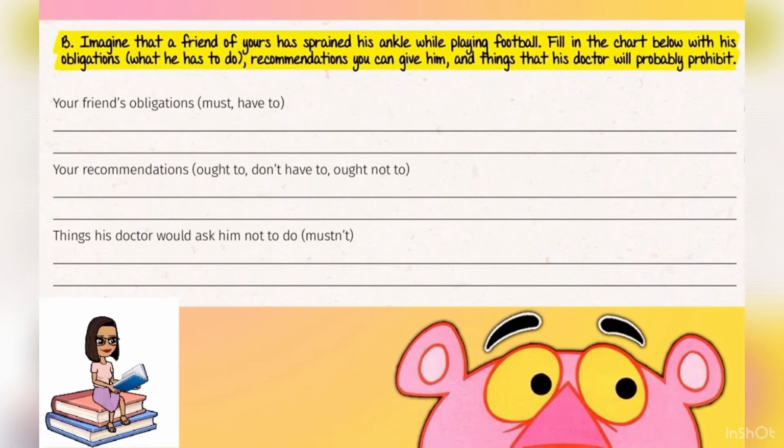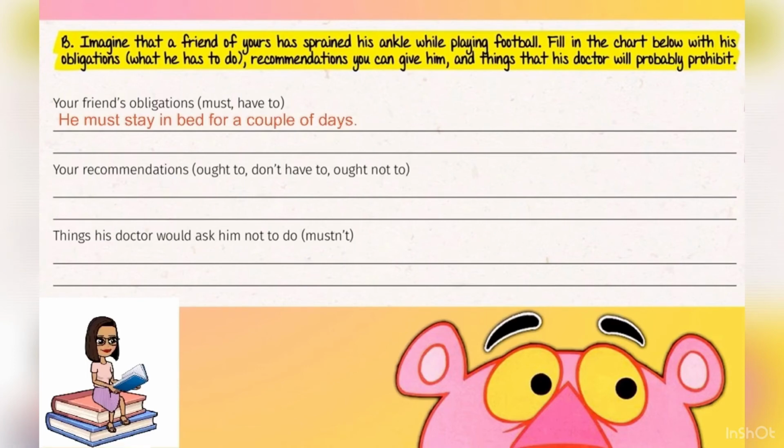So the first one says your friend's obligation. So we have to use must and have to. What could probably be his obligation if he sprained his ankle? I'll do the first one and you'll do the second sentence in the obligation section. One obligation could be he must stay in bed for a couple of days. Now you have to use the phrase have to in the second sentence for his obligations.